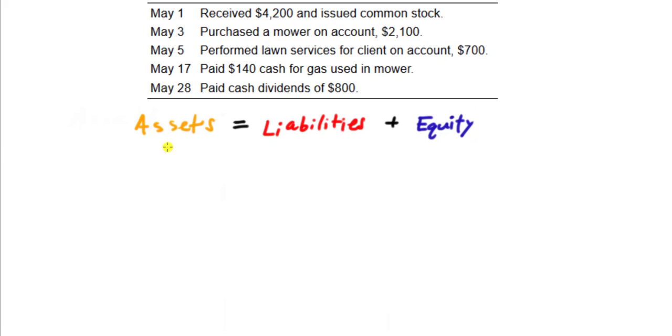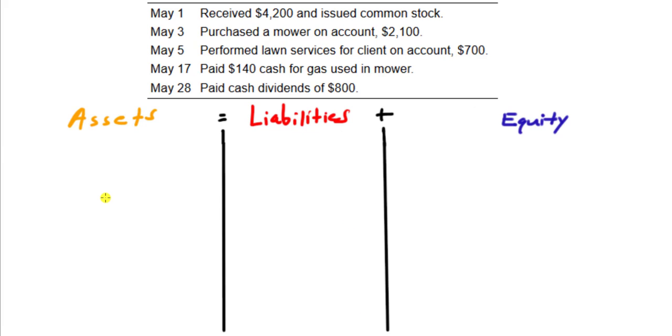Okay. So let's analyze each transaction one by one now. On May 1st, we received $4,200 cash and issued common stock. So okay, we got cash into our business. This is a physical asset, cash. So our cash account in the assets section went up by $4,200. So where did this cash come from?